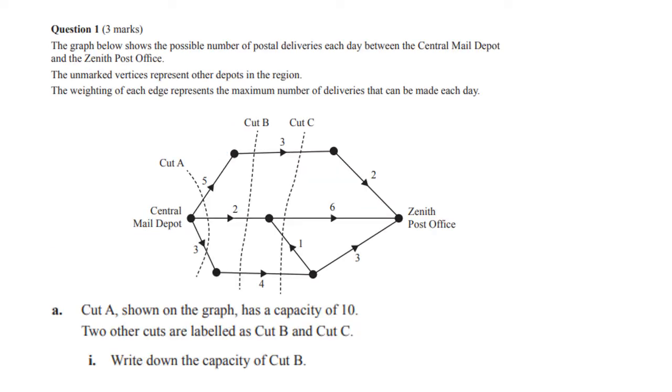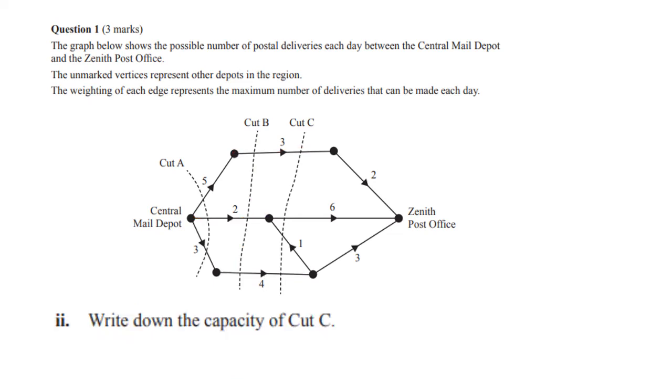Okay, another maximum flow problem, and they're talking about cuts and everything. It's quite obvious what we need to be doing here. The first one is to write down the capacity of cut B. Let's have a look at cut B. So this is your cut B, and we can see we've got a 3, a 2, and a 4. It's not that hard to add those up, and you get 9. Does it say what our units are? Just the number of deliveries. 9 will be fine.